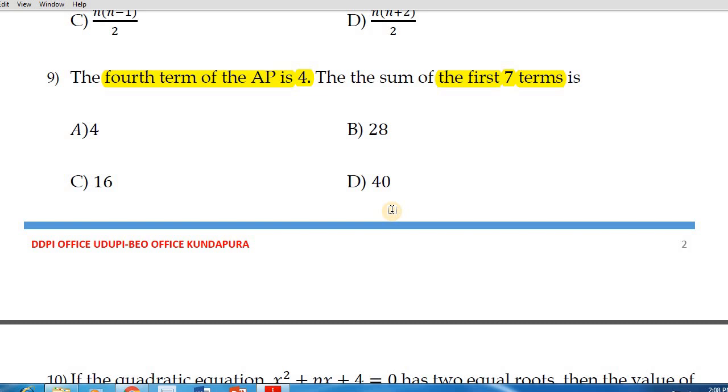So in that, a value is 1. d value you will also get as 1, if you subtract 1 you will get 1 itself. And n is 7 because we want to find the sum of 7 terms. So by having a, d, n values we can easily find the sum of 7 terms using the formula Sn equals n by 2 into 2a plus n minus 1 into d. Which gives the exact answer for this question, that is 28. Option B is correct.